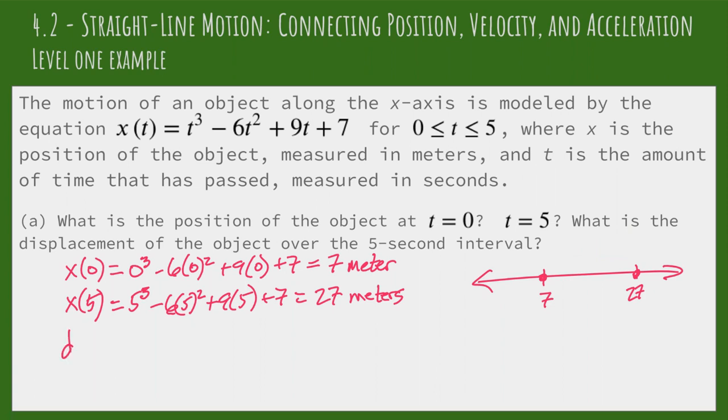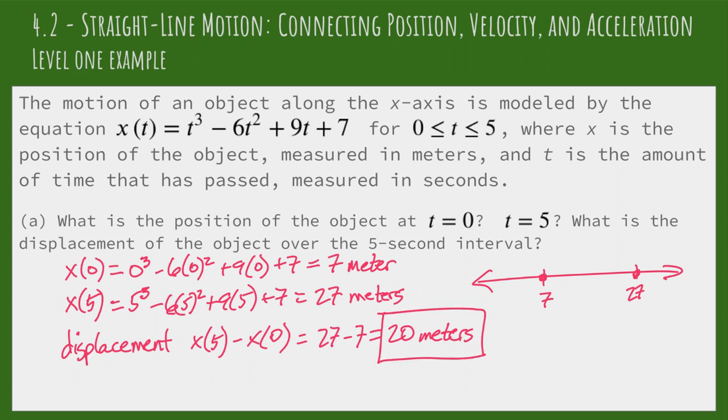So then the displacement during that 5-second interval is going to be x of 5 minus x of 0, which is 27 minus 7, which is 20. And again, that's 20 meters. What this displacement is telling us is that from where the object started, it moved, and remember this is a vector, so it's a positive 20, so it moved in the positive direction 20 units. That makes sense because it started at 7 and it ended up 20 meters to the right, so its displacement is 20 meters.